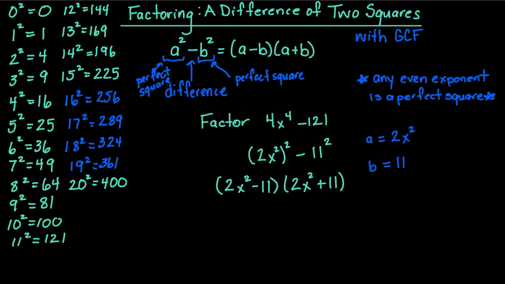Double checking to make sure I'm done. 11 nor 2 are perfect squares, so this will not factor down again using difference of 2 squares, so we would stop right there.